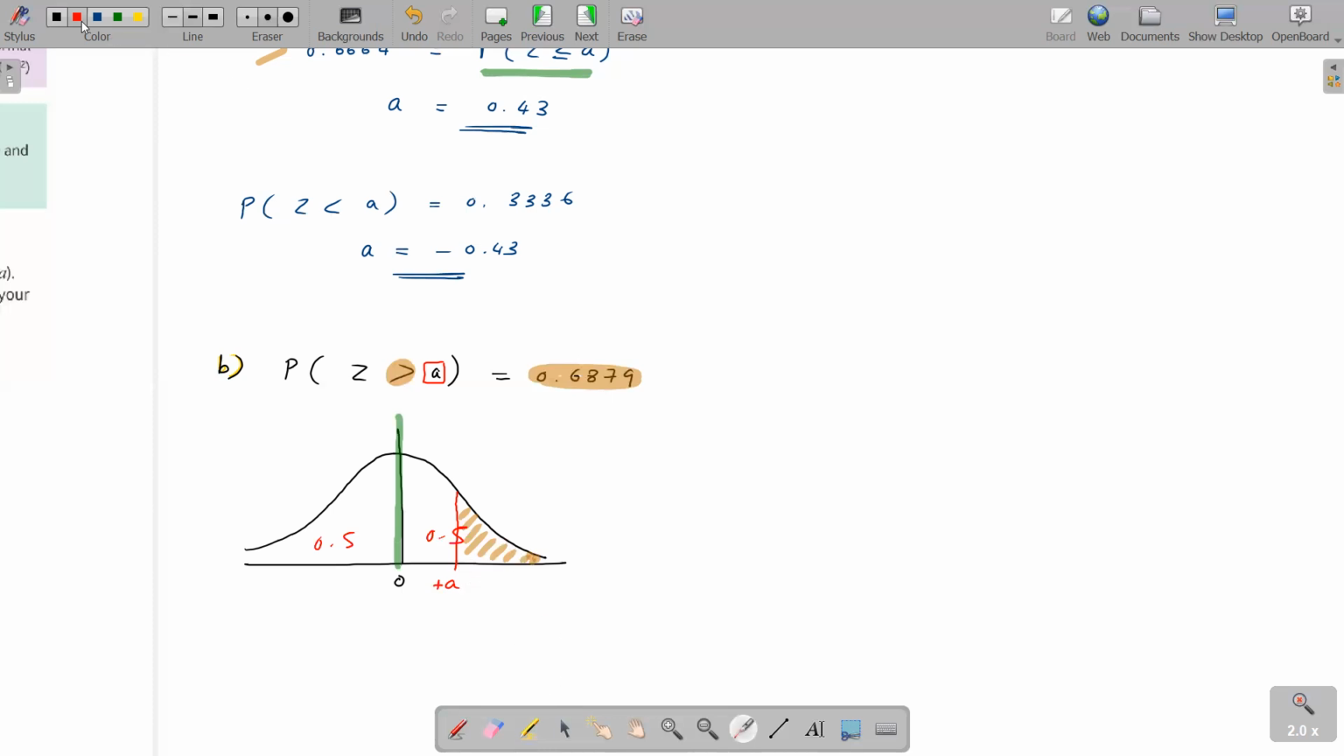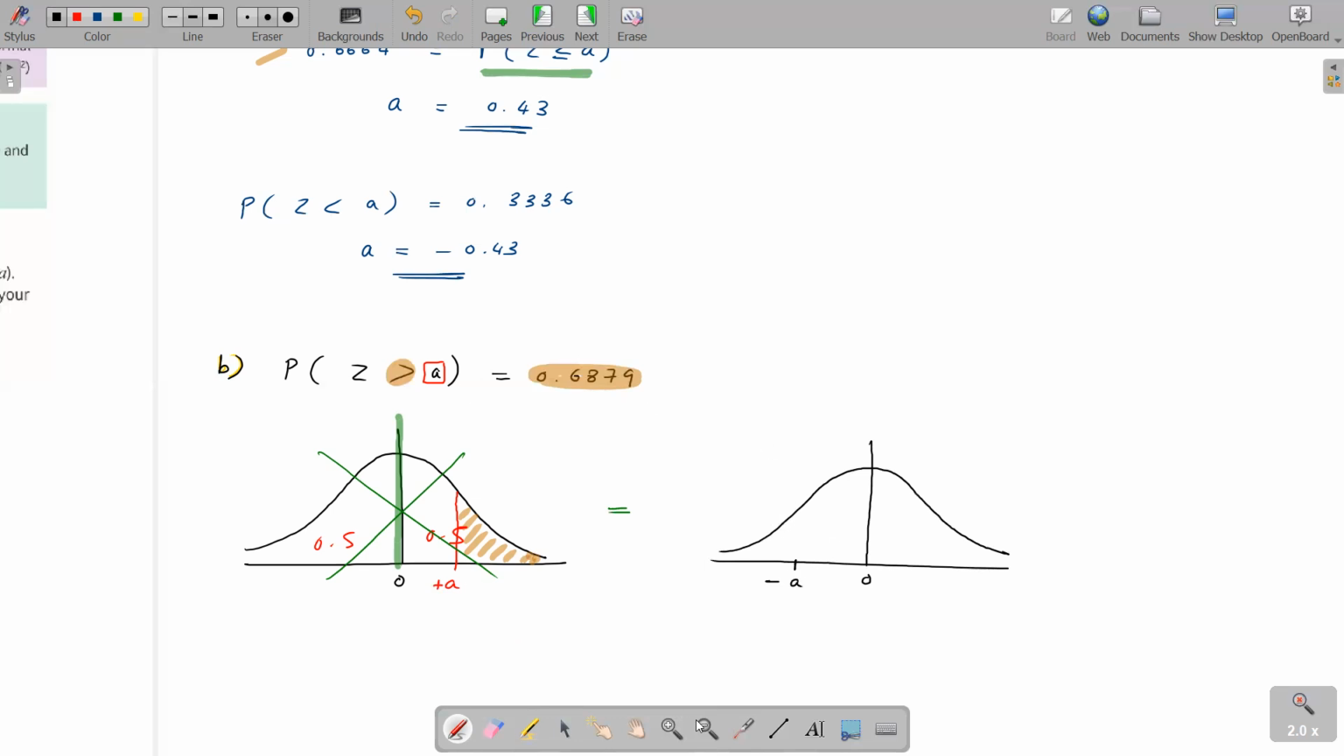Then you can see that this diagram does not make sense, because the area I've shaded doesn't correspond to 0.6879. So what does that tell you? It tells you that the position of A is wrong. A can't be positive, so I should mark A on the negative side. This is 0. So I'm now going to test with the negative side.